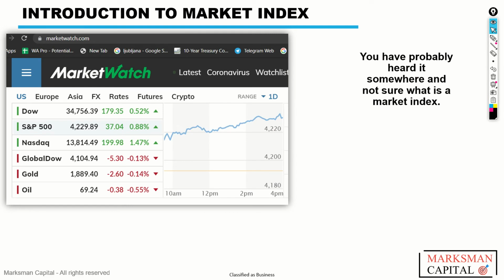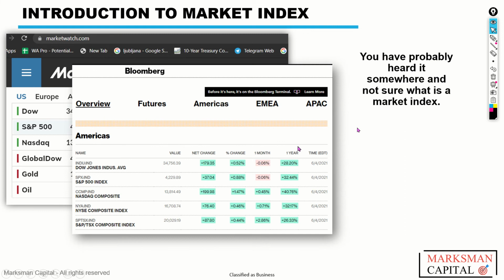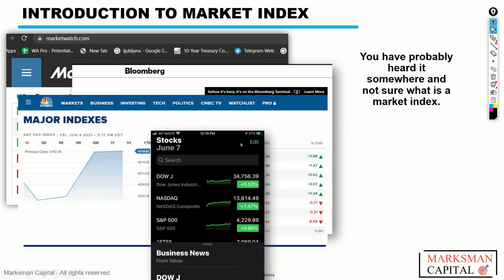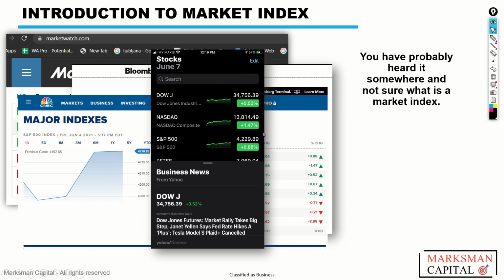So now, if you go into some sources or websites, what you can see is that very commonly they always display the indexes and they quote the prices of these indices. And very commonly you always see Dow Jones and S&P appearing most of the time. Not just on one source, you can see it in Bloomberg, CNBC, and also in your smartphone.